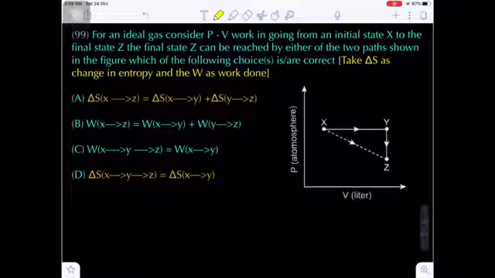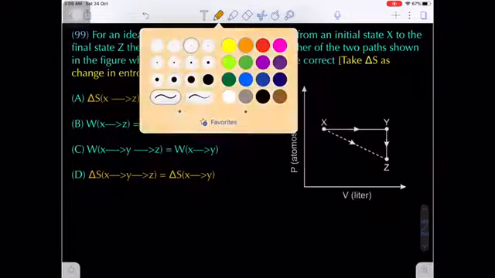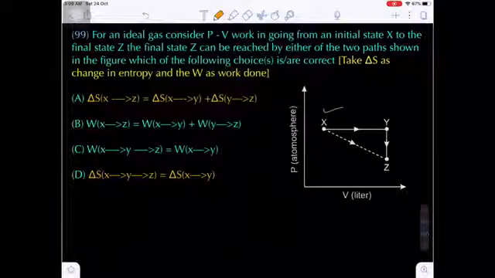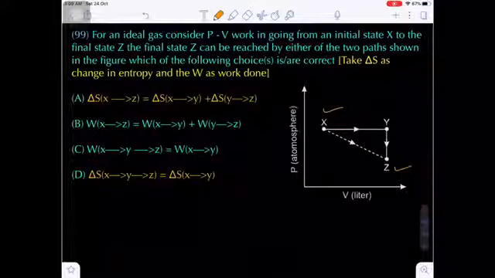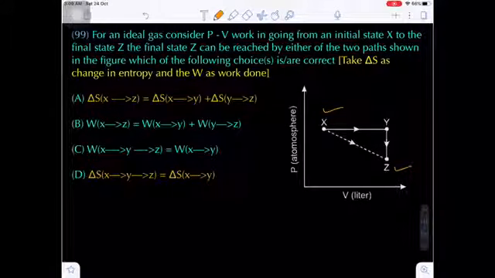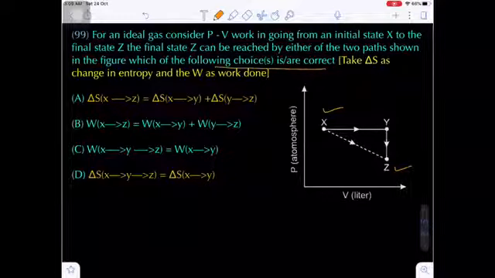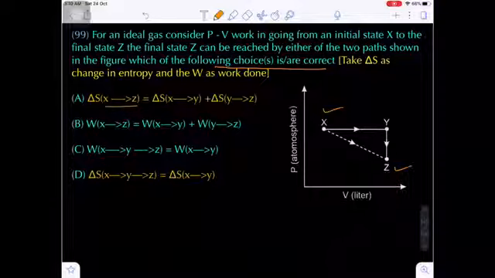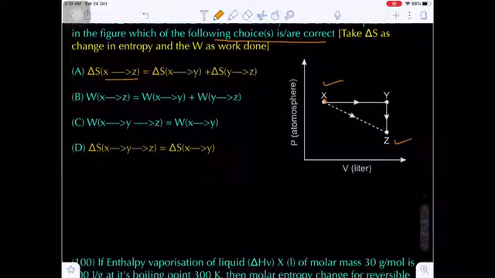Okay. Now it is also question number 99. This is a previous IIT question. In this question, for an ideal gas, consider the PV diagram. Now the initial state will be X and the final state will be Z. There are two paths given: X to Y, Y to Z, otherwise X to Z directly. Now take delta S as the change in entropy and W as the work done. Now the question is, choose the correct statements. First of all, just now I told you entropy is a state function. So the change in entropy, if you see the first option, X to Z, that means this is X, this is Z.